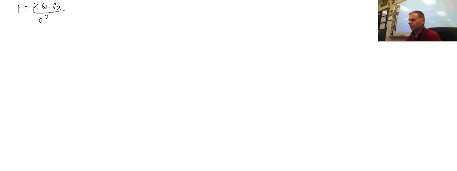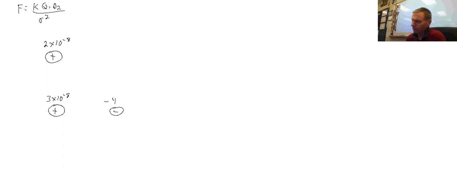What happens if now I have a positive charge here and a positive charge here and say a negative charge over here, and this is going to be 2 times 10 to the minus 8th coulombs. This is going to be 3 times 10 to the minus 8th coulombs, and this over here is going to be negative 4 times 10 to the minus 8th coulombs. Okay, and the distance between these is going to be 1 centimeter here and 1 centimeter here.